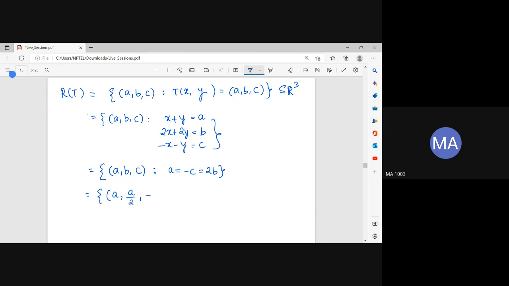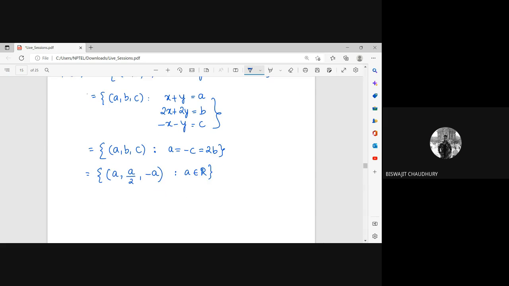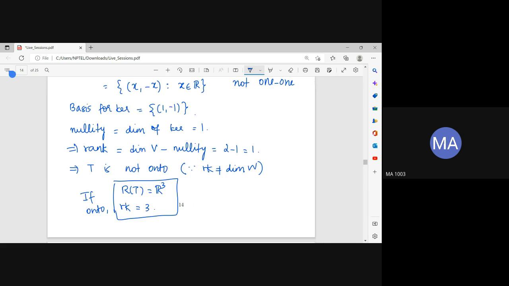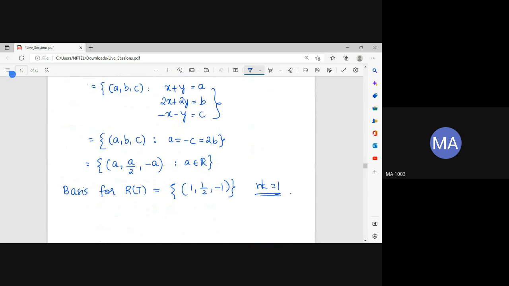Agreed? Yes, ma'am. So that is the range, right? Agreed? Yes, ma'am. Rank is 1. We already proved rank has to be 1, no? Here, using the rank-nullity theorem. So this map is neither 1 to 1 nor onto.